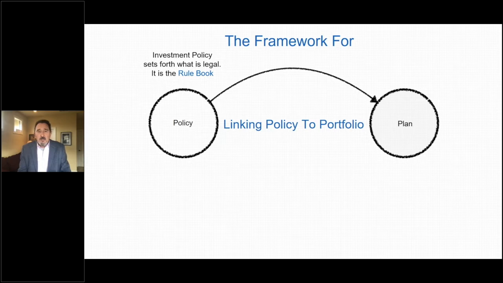So recall, the investment policy is your rule book. It just simply sets forth what's legal. What it doesn't do is provide you the playbook. So going back to our football analogy, you're sitting in the stands, but the quarterback, the portfolio manager on the field, looking at second down and 6, 2 minutes left on the clock, knowing the rules of football isn't going to help him run his next play. He needs a playbook. He needs something that he can go by that will basically allow him to run his next play. And that's where the investment plan comes in.